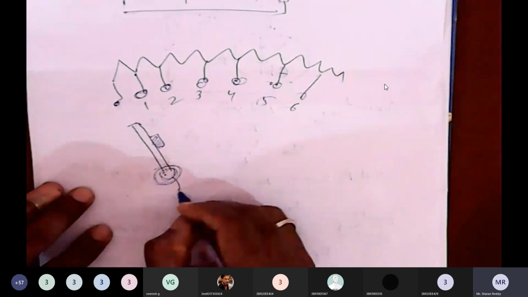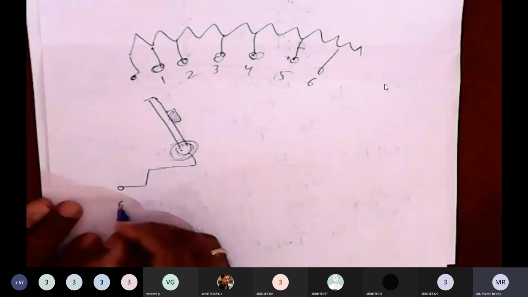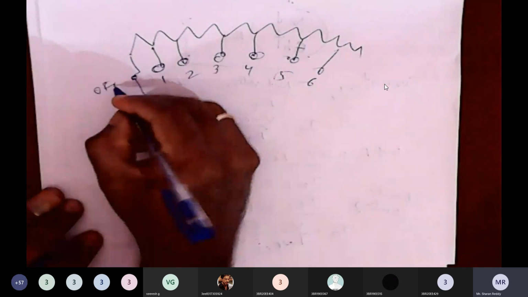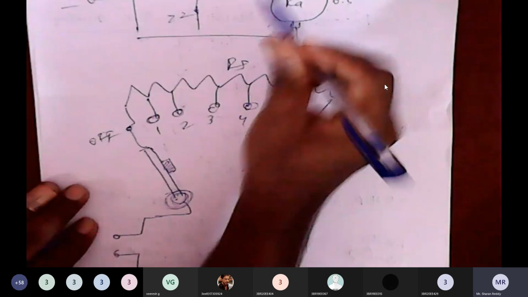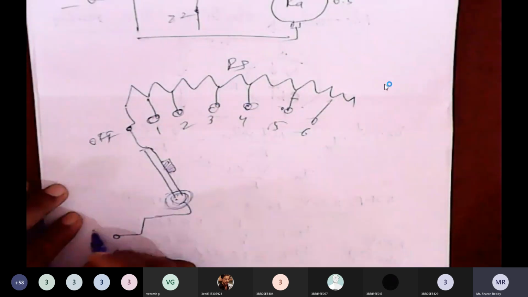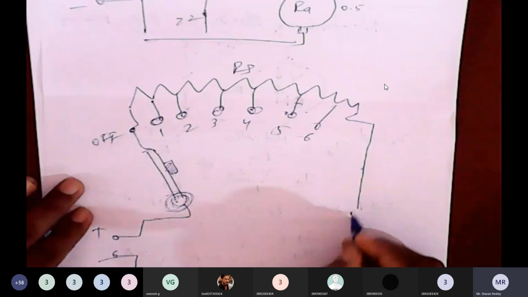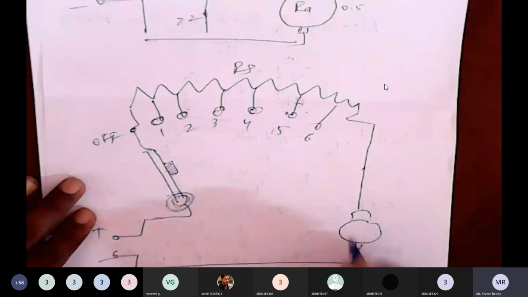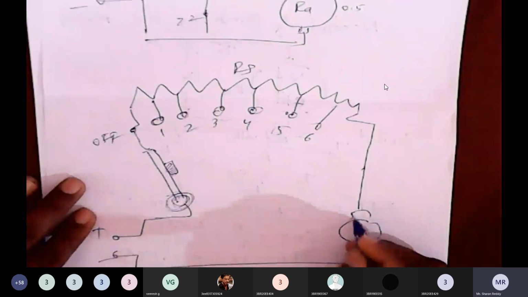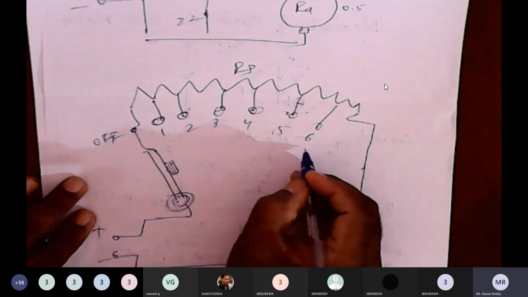And it is connected to the supply. It is RS, that is the variable resistor. It is nothing but a resistor connected in series with the armature. This is the armature like this. A resistor is connected in series with the armature, and that is nothing but a starter, along with two protective devices.